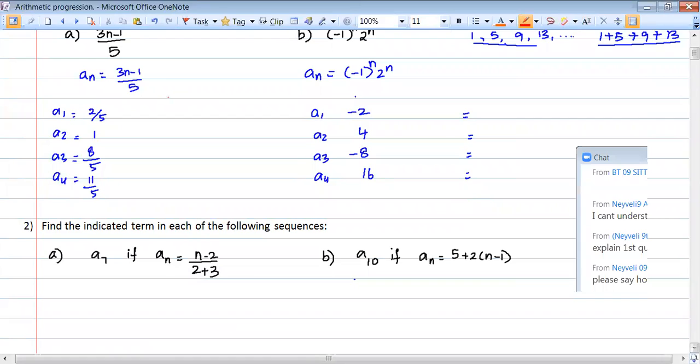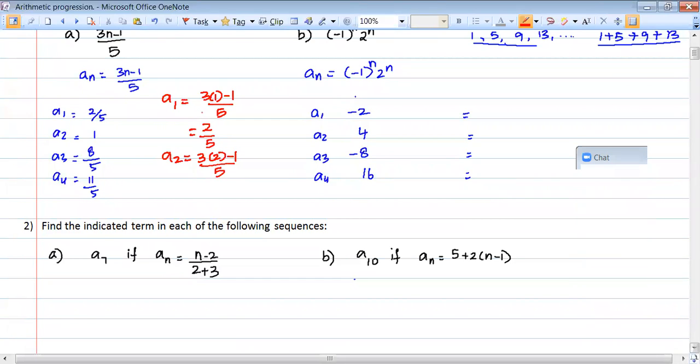An, instead of n, substitute 1. 3 into 1 minus 1 by 5. You will get 3 minus 1, 2 by 5. Similarly, you should find out A2. A2 means instead of n, you will substitute 2. Got the point? Understand? Now, for this question, an is minus 1 power n, 2 power n.